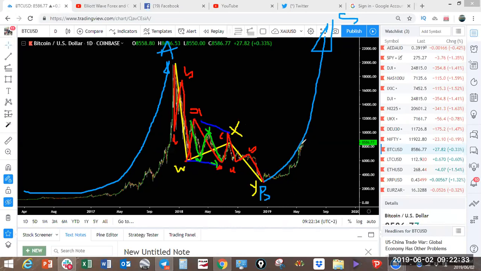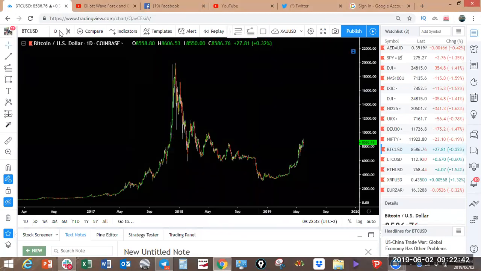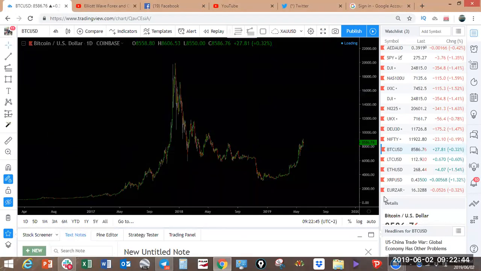So now, what are you looking for? You're looking for continuation patterns to the upside. Now, let's have a look at the lower time frames, see how this is playing out. Let's go to the 4-hour on Bitcoin.